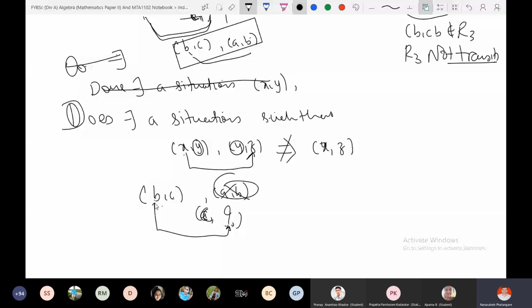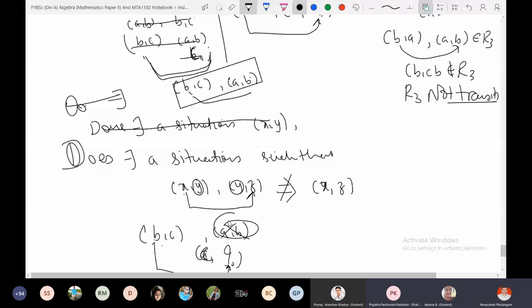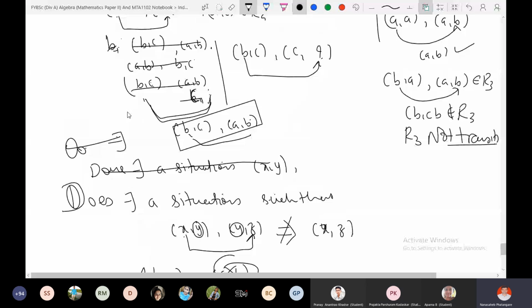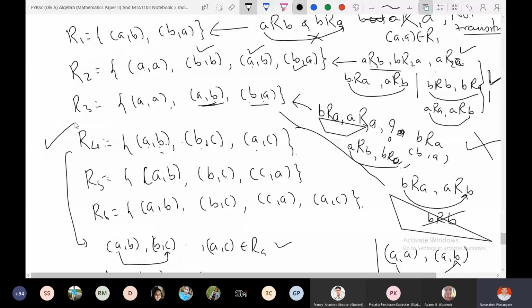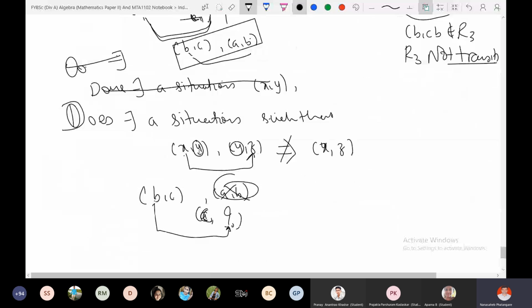Is it clear? Yes, sir. Therefore, there is no such evidence for which such a situation arises. Therefore, this is transitive. R4 is transitive. Because you cannot produce a pair like this, X related to Y and Y related to Z, but X is not related to Z. You cannot give me such evidence, so you have to accept that the relation is transitive.